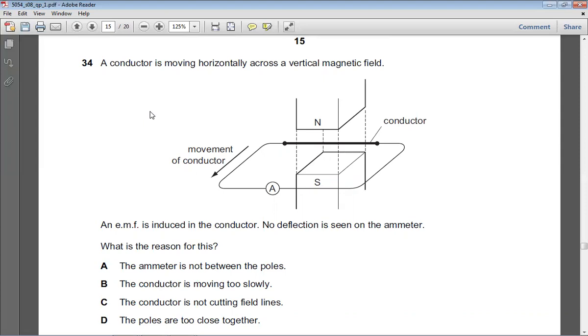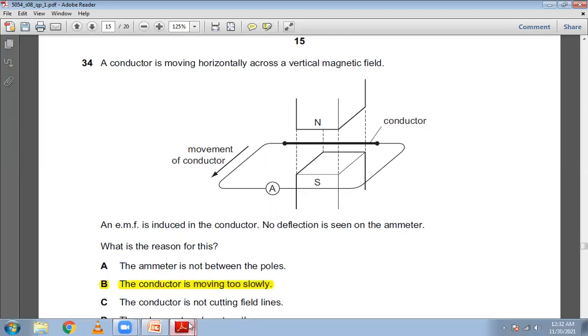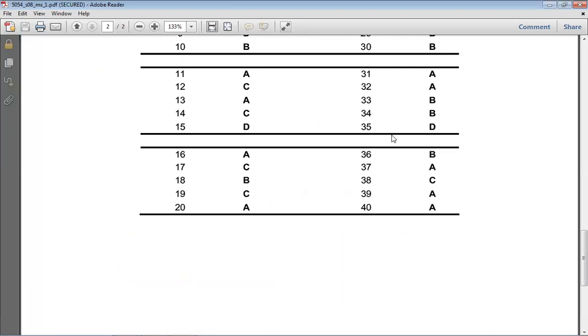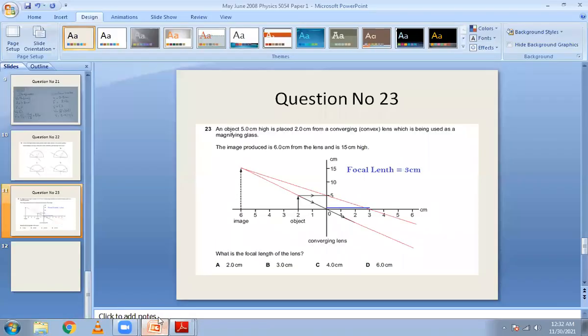The ammeter is not between the poles. The conductor is moving too slowly. That is the reason. The conductor is not cutting the field lines. No, it's cutting the field lines, but it's moving very slowly. The poles are too close together. No, that's not the reason. So I think the conductor is moving too slowly. That's why the amount of current which is produced in the conductor is very small. So I think question number 34, B is the right option. Yeah, B is the right option, sir.